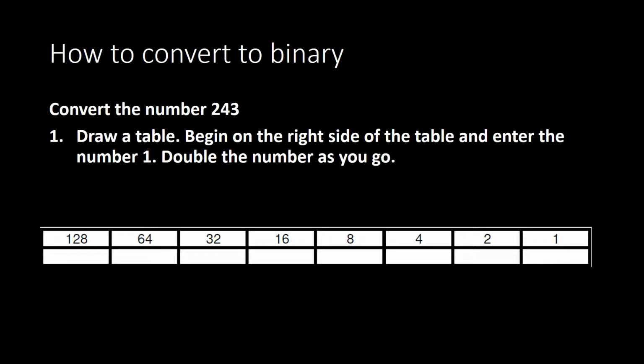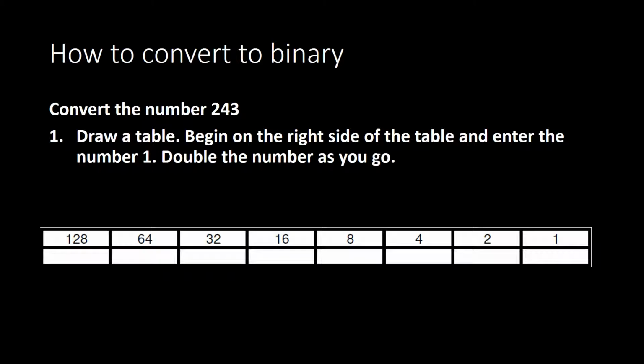In this example, we're going to convert the number 243. But with the numbers that we're going to use, you can convert any number up to 255. You're going to draw a table and begin on the right side of that table and enter the number 1. From the right side of the table, you're going to double that number as you go until you get to the number 128. Look in the example below.